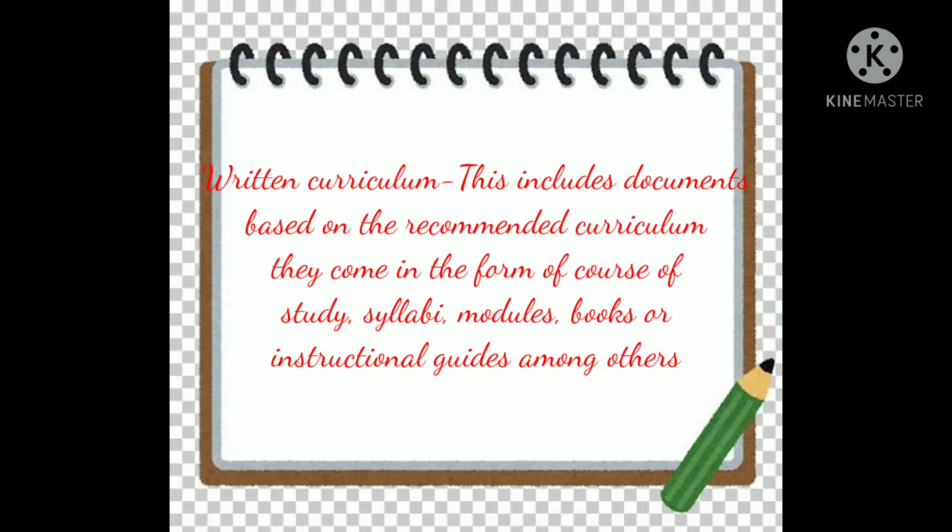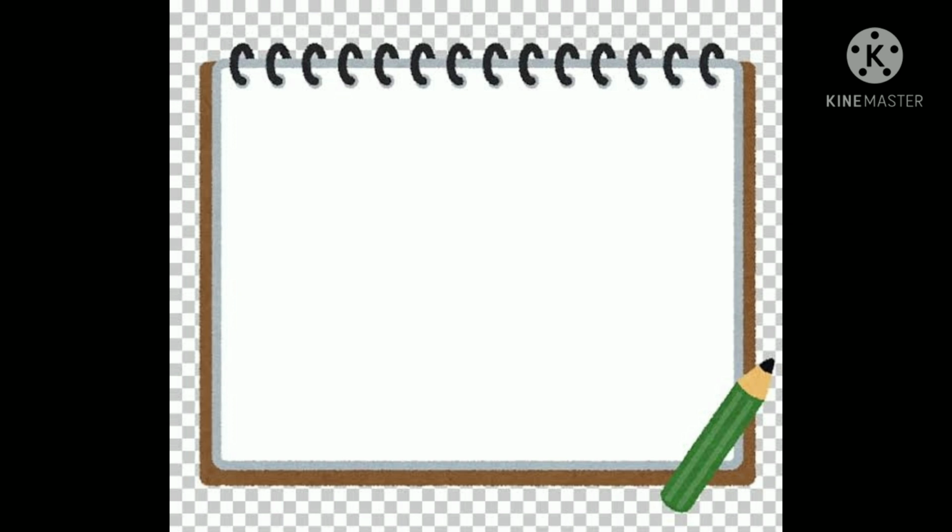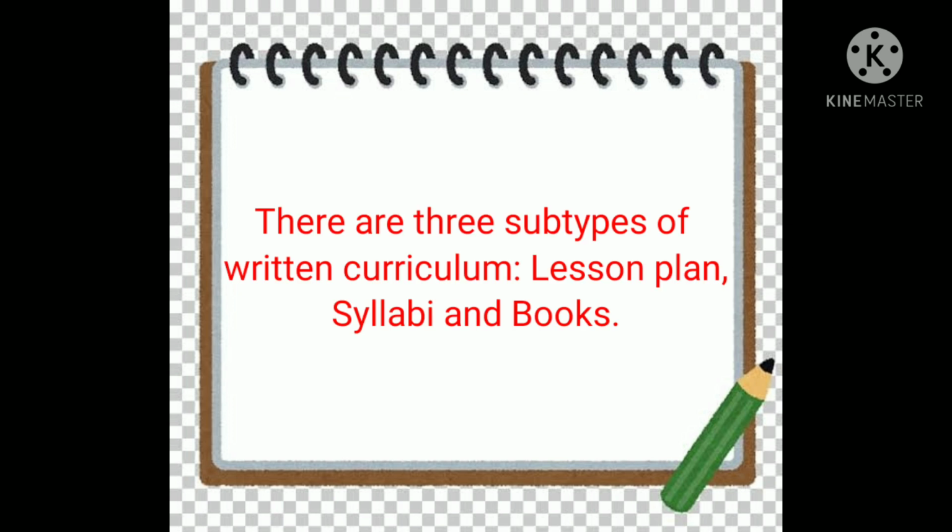Written curriculum. This includes documents based on the recommended curriculum. They come in the form of course of study, syllabi, modules, books, or instructional guides, among others. There are three subtypes of written curriculum: lesson plan, syllabi, and books.